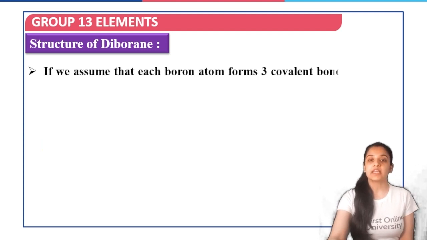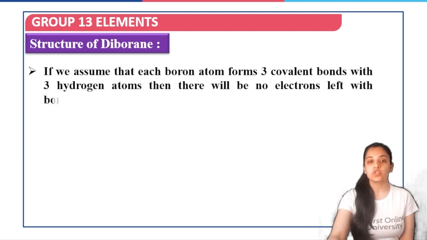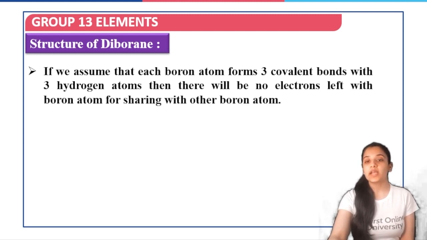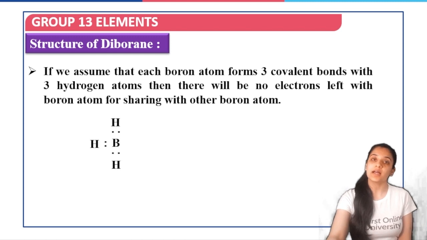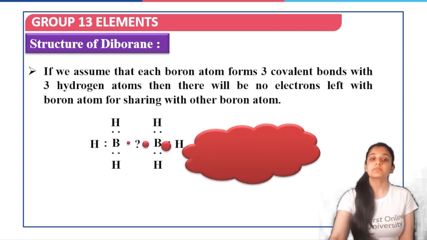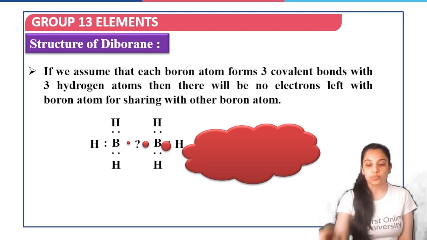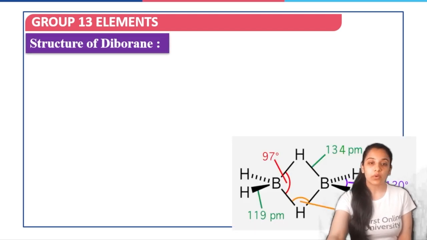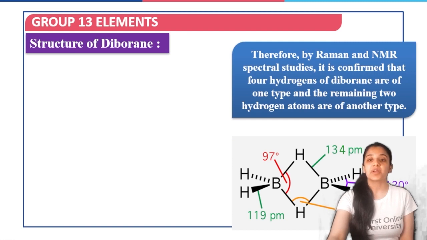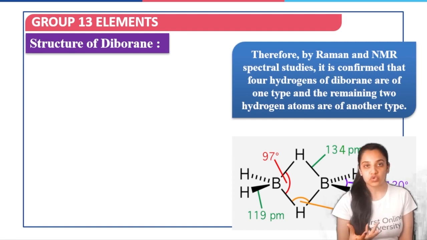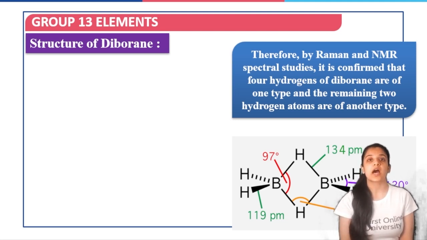If we assume that each boron atom forms 3 covalent bonds with 3 hydrogen atoms, then there will be no electrons left with the boron atom for sharing with the other boron atom. That means, how are we actually going to connect these 2 boron atoms? There is no electron available for B-B bond formation. Therefore, by Raman and NMR studies, so we perform spectroscopy in order to find out what its structure actually is, it is confirmed that the 4 hydrogens of diborane are of one type and the remaining 2 hydrogens are of another type.